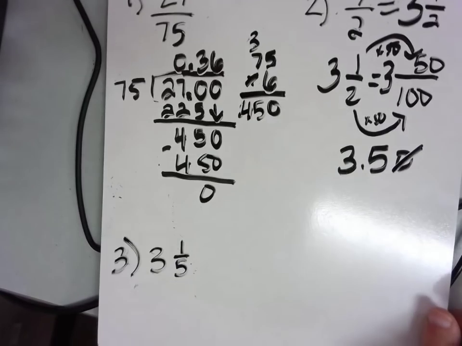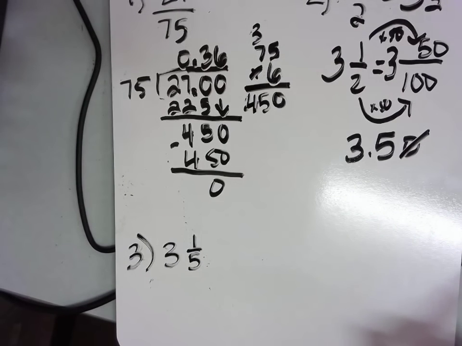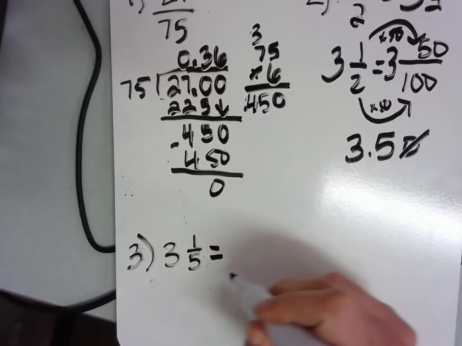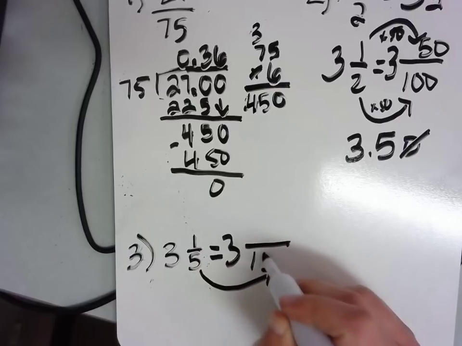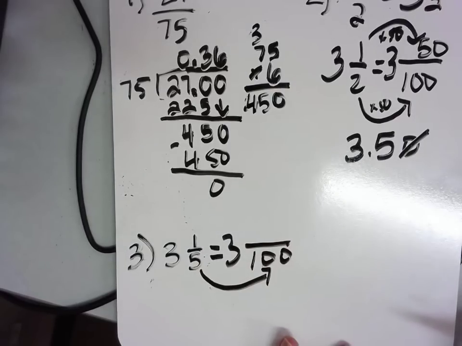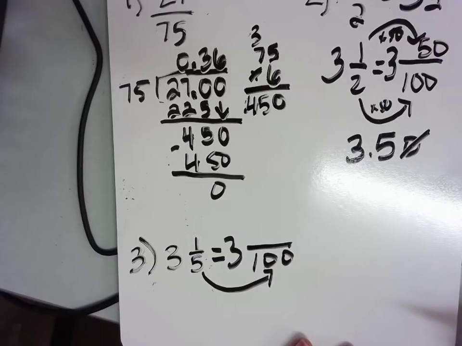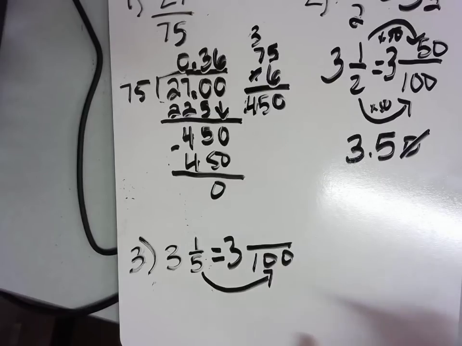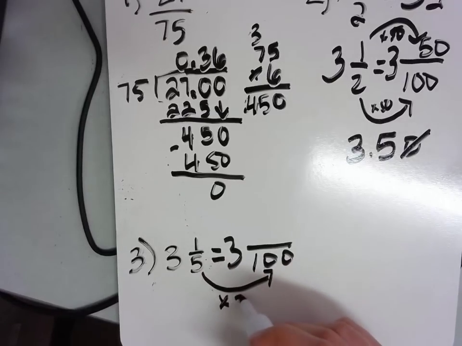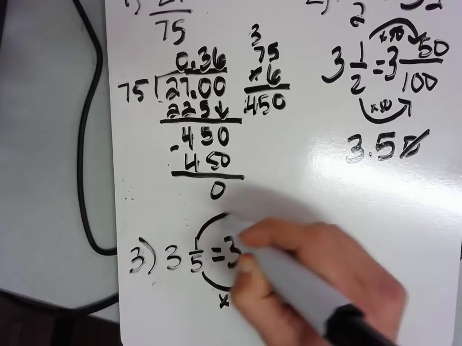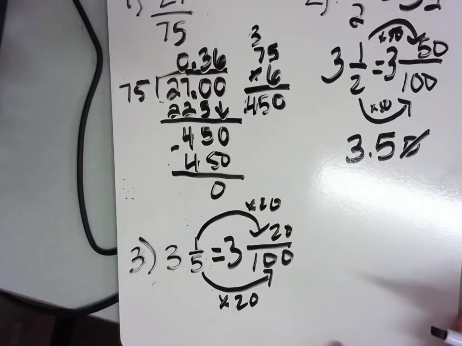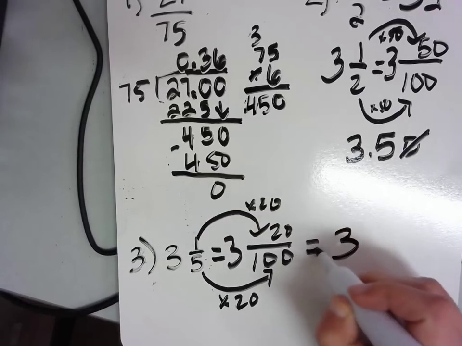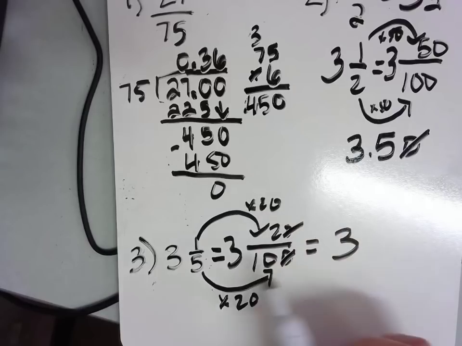Now the third one is very similar to number 2. 3 and 1/5. Again, I'm going to keep my whole number. I want to get to 100 because if I have a fraction over 100, I can say it and write it as a decimal. And we know that because I gave you that previous lesson that's on Google Classroom. So 5 times 20 will get me to 100. So 1 times 20 will get me to 20. So I have 3 and 20 hundredths. Well, I can simplify this by getting rid of a 0, and now I have 3 and 2 tenths.